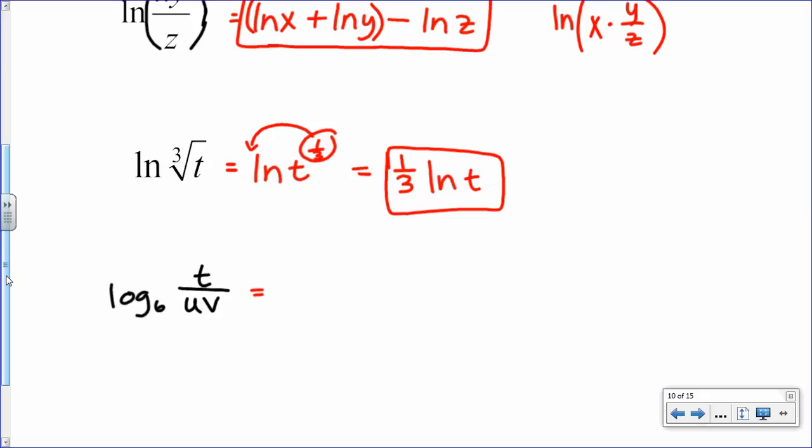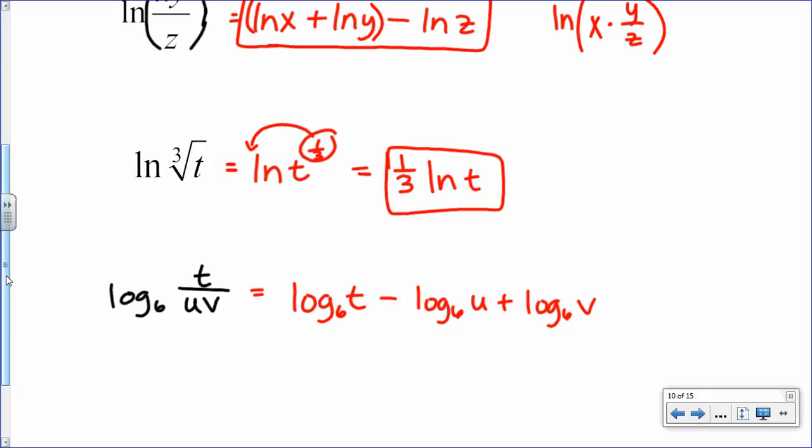So the t is being divided by this UV, so I have to subtract u and v, but u and v, what operation is here between u and v? So I want to add between those, right? Okay, so let's just write it out. Log base 6 of t minus, because I'm dividing, log base 6 of u plus log base 6 of v.